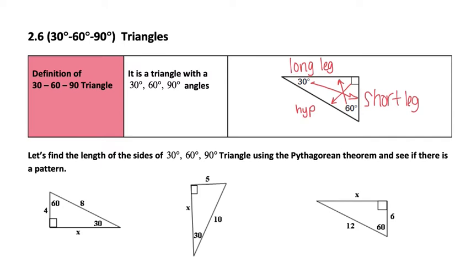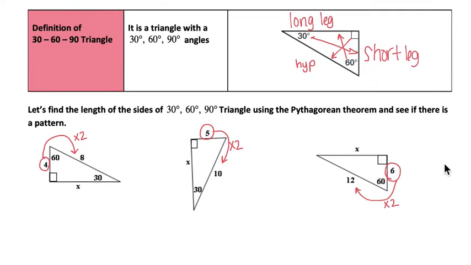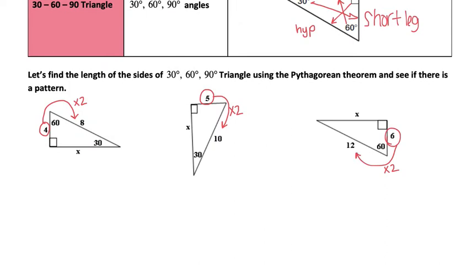All right. So we want to see if there's a pattern. One thing you might notice is that if we take that short leg and multiply it by 2, we get the hypotenuse. Now let's look and see what's happening with that long leg.